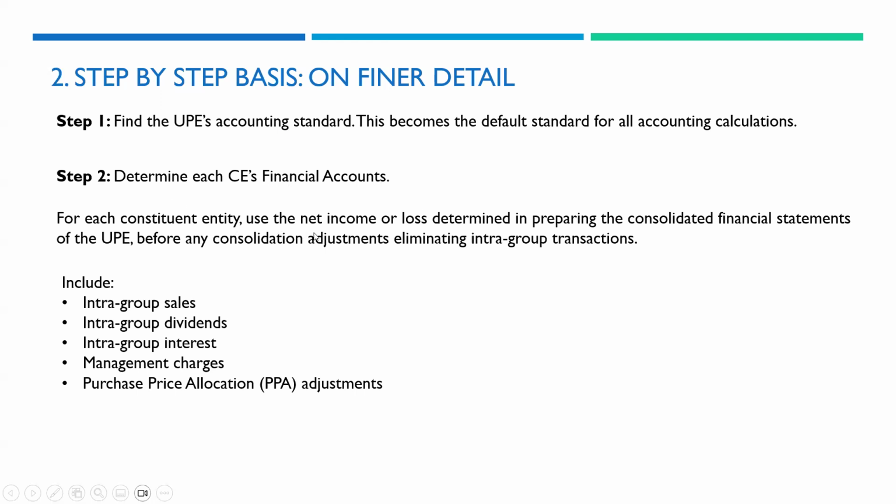For each constituent entity, use the net income or loss determined in preparing the consolidated financial statements. But don't eliminate intra-group sales, intra-group dividends, intra-group interest, management charges, or purchase price. Don't make any consolidation adjustments. The net profit of the constituent entity which you would be using for the consolidated books, without any consolidation adjustments, is what we will be taking as the GloBE income.